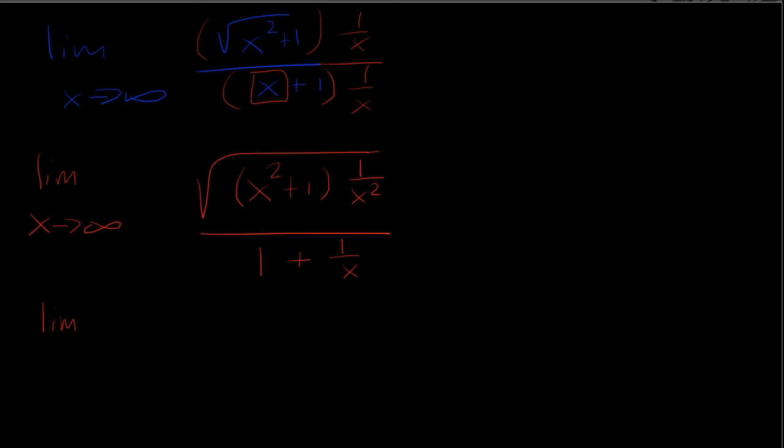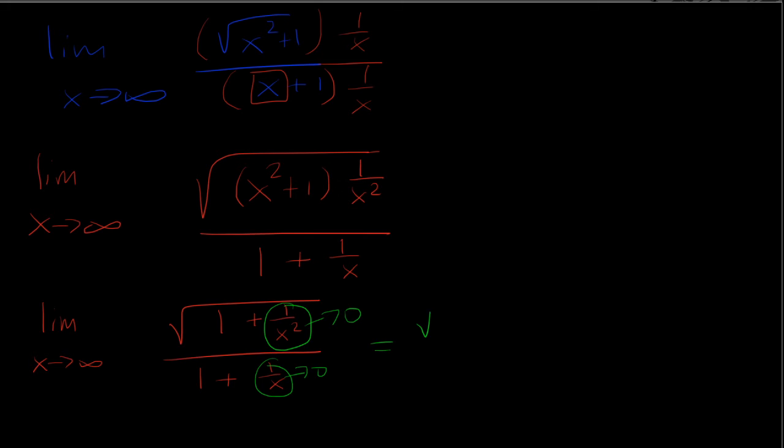And now on the top, we can distribute the 1 over x squared. So the x squares will cancel, and we'll get 1 plus 1 over x squared. And the denominator is just going to be the same. We know that 1 over x squared and 1 over x are going to approach 0. So I'm left with square root of 1 over 1. And my final limit is 1.